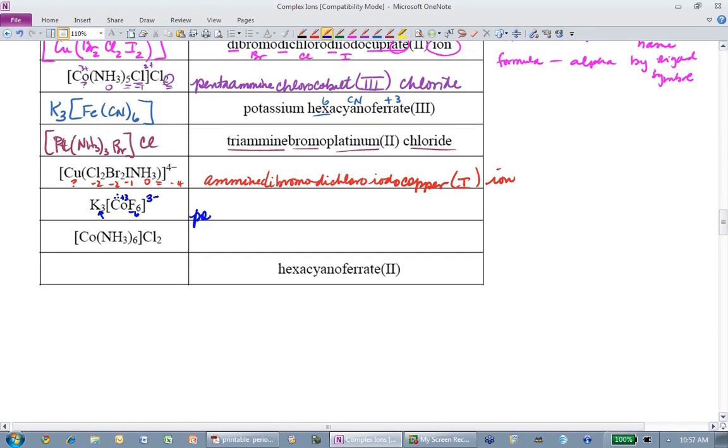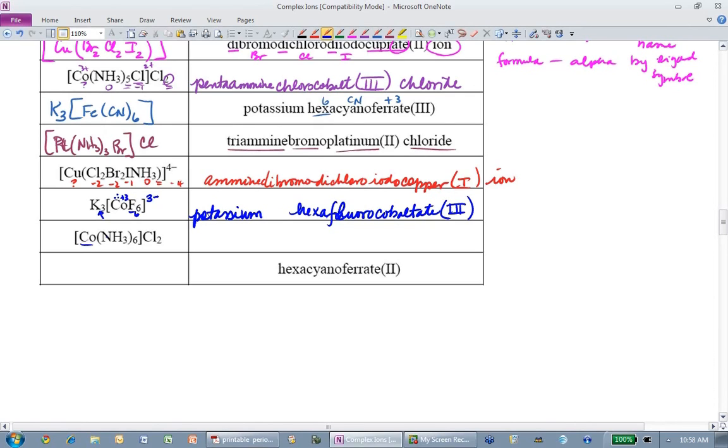So this is potassium, space, hexa, because there's 6 of them, fluoro, cobaltate. Cobaltate is how you'd really put the emphasis on those syllables. And Roman numeral, what did we figure out? It was a +3. And there you have it. Potassium hexafluorocobaltate, Roman numeral 3.